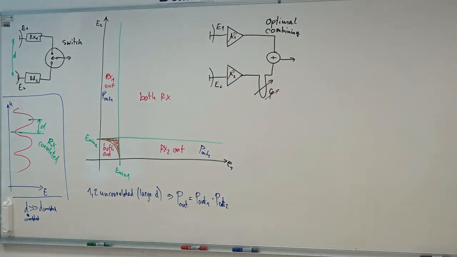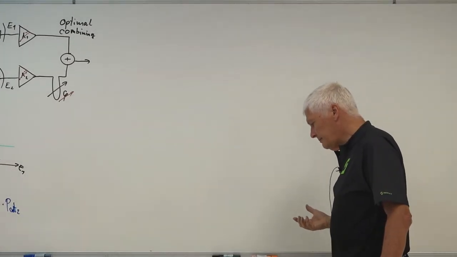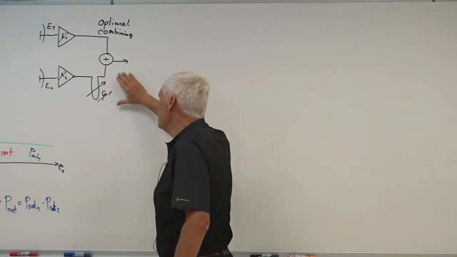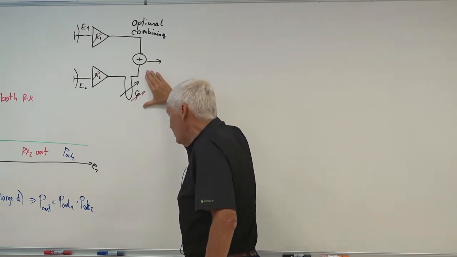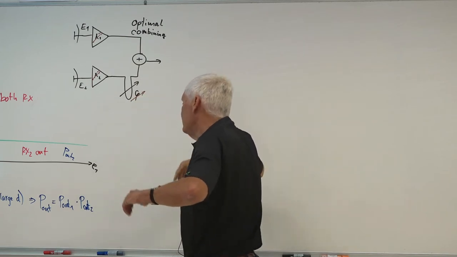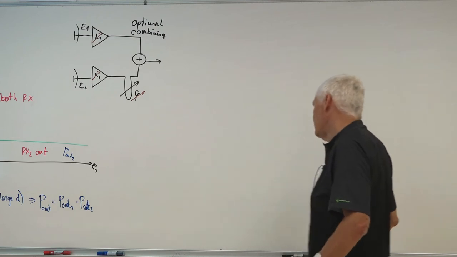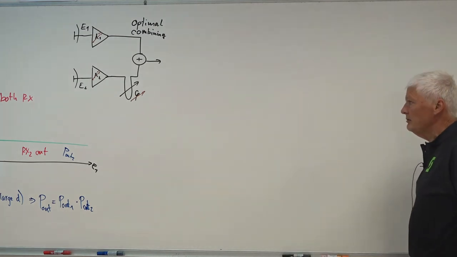So this is just to end the discussion about diversity reception. We can do this in some systems. UMTS can do it at the signal processing level, so we don't see it. We just have one antenna, one receiver. In reality, inside we have optimum combining of different signals. This can be done in some systems, but it's not that frequent.